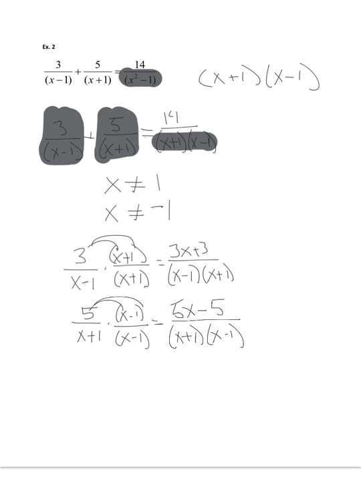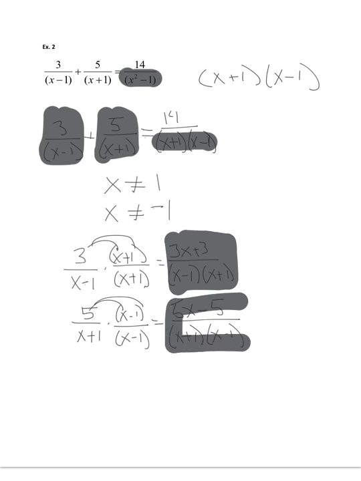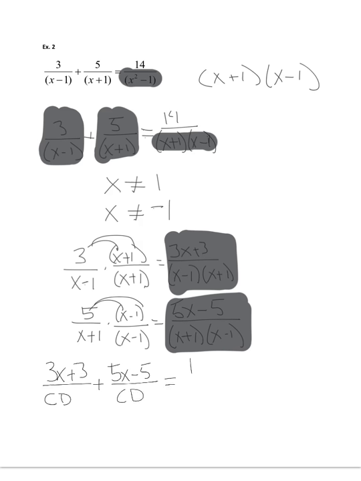Well, now I can rewrite my equation with my two new terms with a common denominator of x plus 1 times x minus 1, and we see that we get 3x plus 3 over the common denominator plus 5x minus 5 over the common denominator equals 14 over the common denominator, which we all know is x plus 1 times x minus 1.